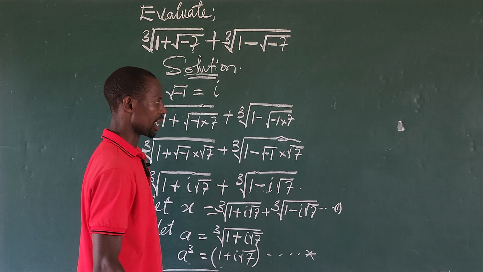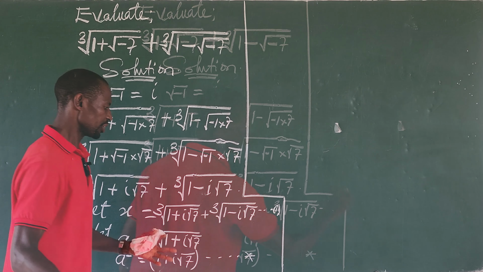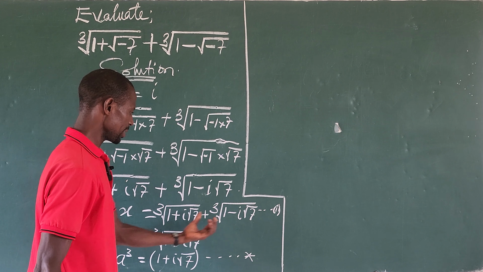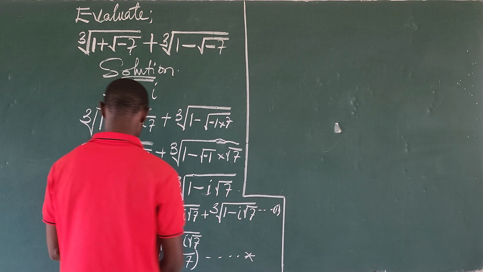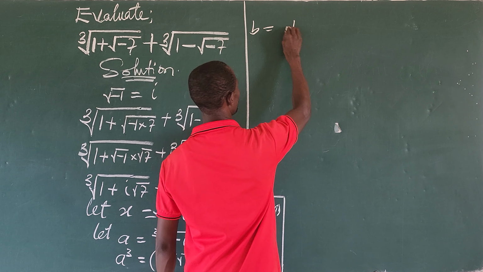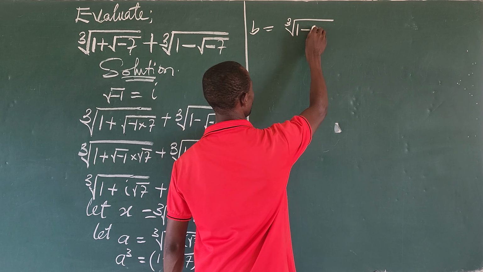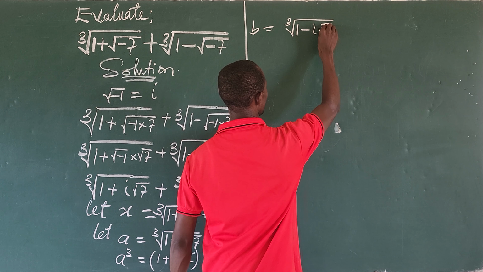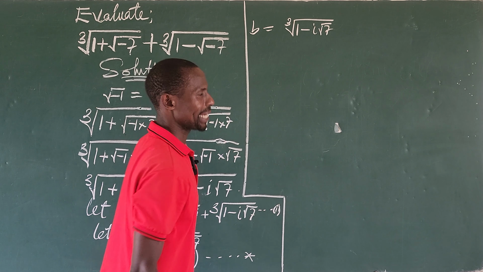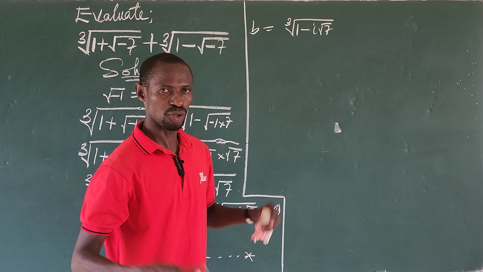Let's give this equation star. Then let's continue on this side and see what this gives us. On the other hand, let's replace this with B. So let B be equal to the cube root of 1 minus iota root 7. Again, we want to eliminate this cube root, and so we take the cube of both sides.